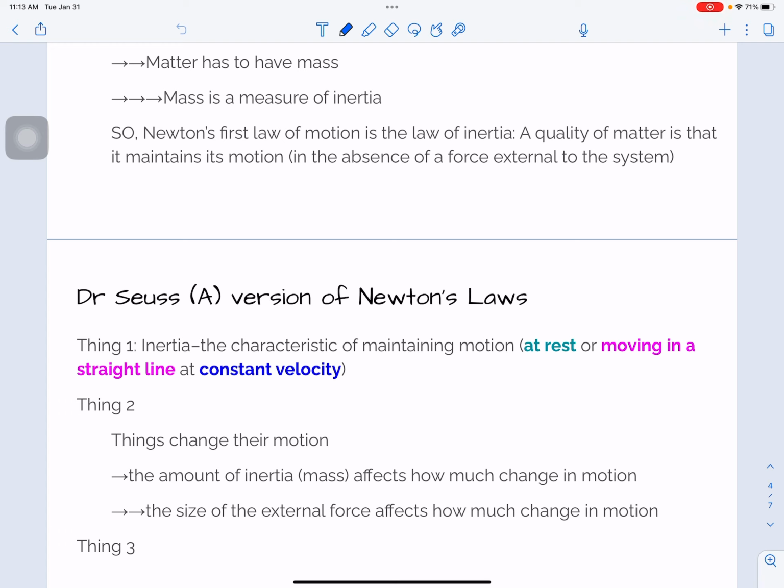Thing 2, things change their motion. The amount of inertia or mass affects how much change in motion. And the other thing that affects the change in motion is the size of the external force. And external force would be external to the thing 1. So thing 1, things exist. Thing 2, they change their motion.